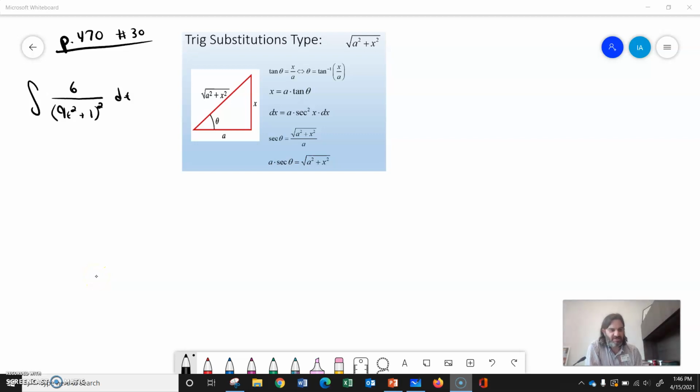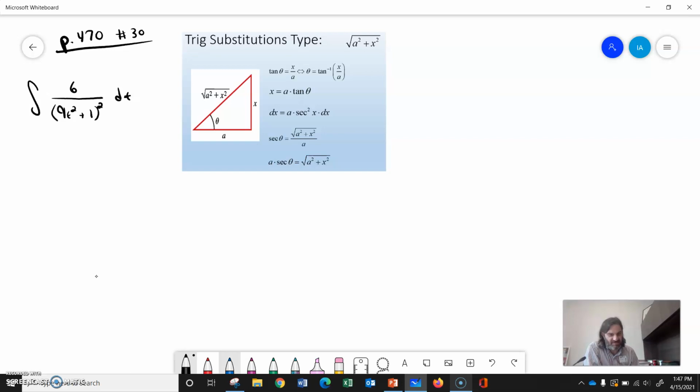Alright, so here we are. We have an integration problem. It is the fraction 6 over the quantity 9t squared plus 1, all that squared, integrated in terms of t. So we're going to try this using a trig substitution. It is two squares added together, the 9t squared plus 1, so that's the type we're going to use.